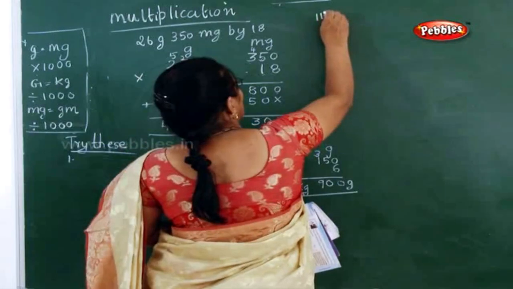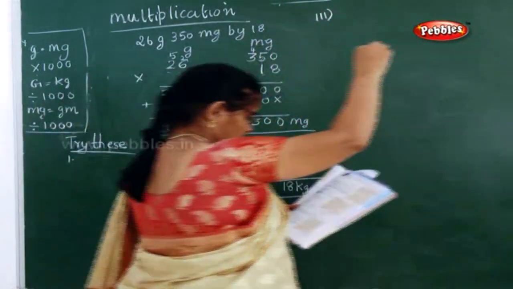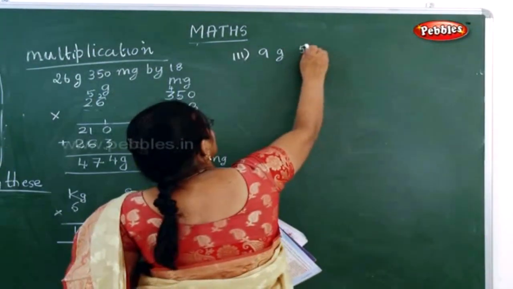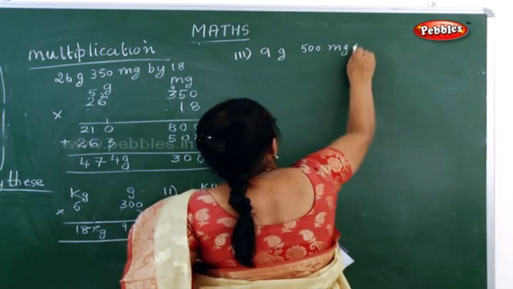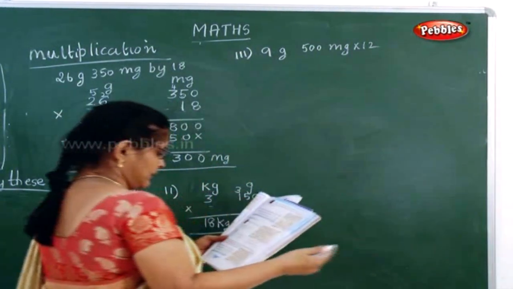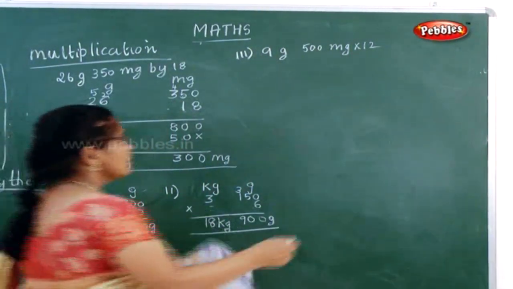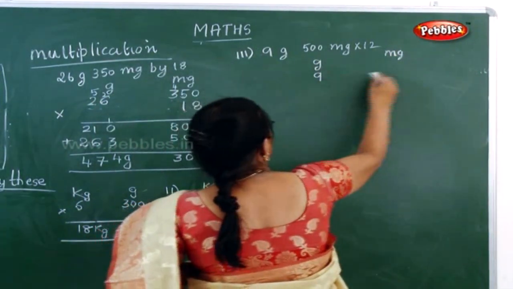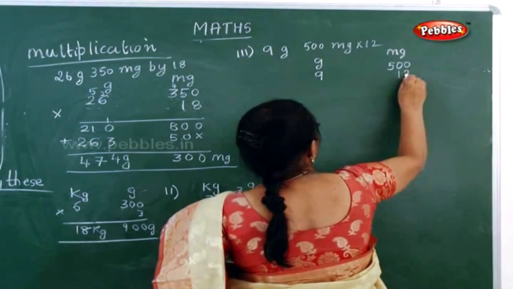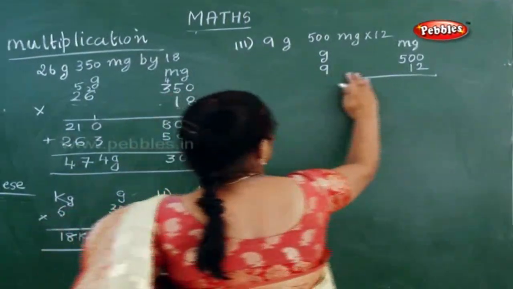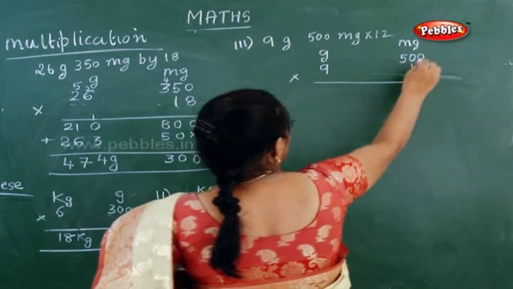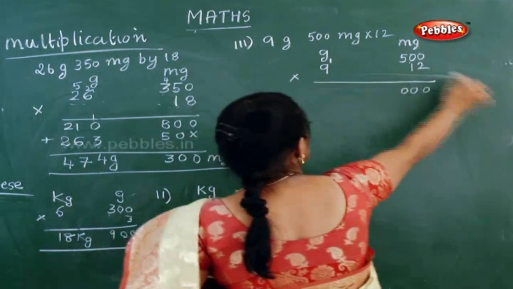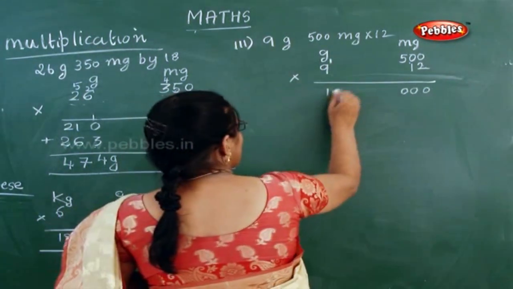Now third question. What is the third question? 9 gram and 500 mg. You have to multiply with 12. Now immediately you have to write gram here, mg here. Now 9 with 500. Now how will you multiply with 12? 0 2s are 2, 0 2s are 2, 5 2s are 10, 1. 9 2s are 18, 18 plus 1, 19.